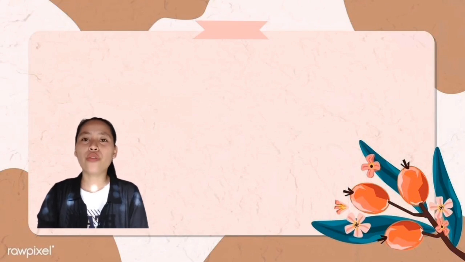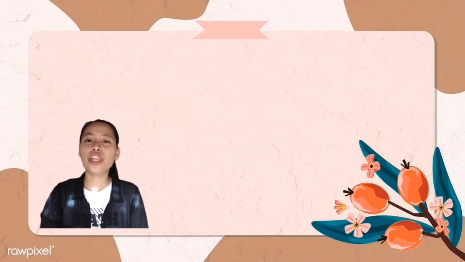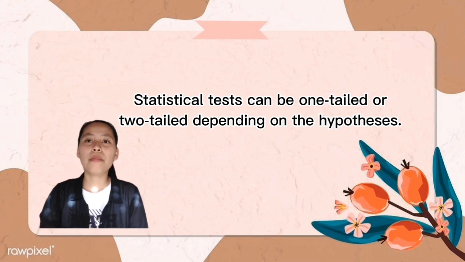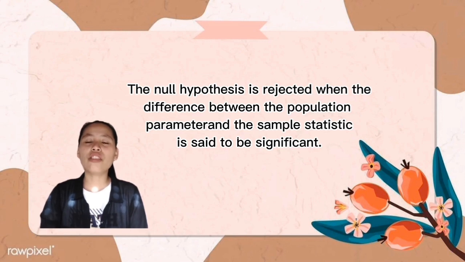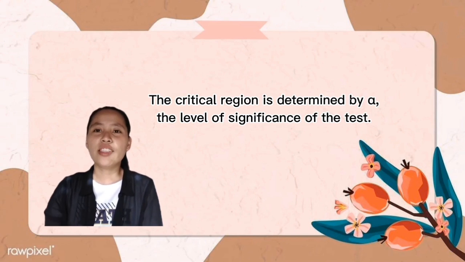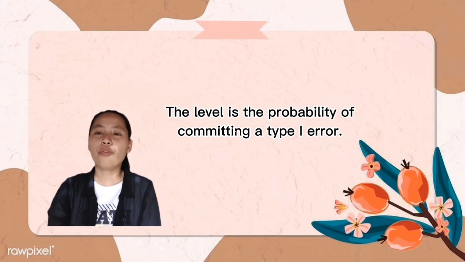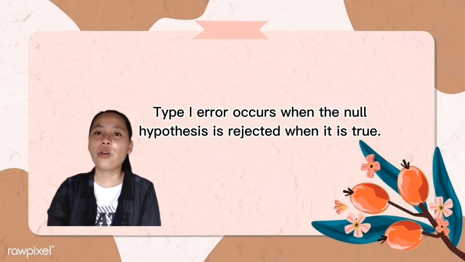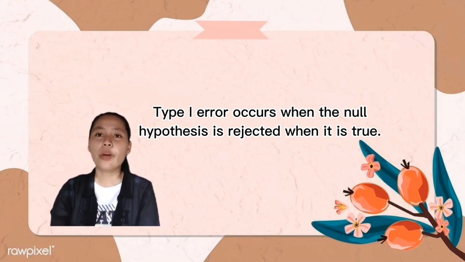Researchers compute a test value from the sample data in order to decide whether the null hypothesis should be rejected. Statistical tests can be one-tailed or two-tailed, depending on the hypothesis. The null hypothesis is rejected when the difference between the population parameter and the sample statistic is said to be significant. The difference is significant when the test value falls in the critical region of the distribution. The critical region is determined by alpha, the level of significance of the test. The alpha level is the probability of committing a type 1 error. This error occurs when the null hypothesis is rejected when it is true.